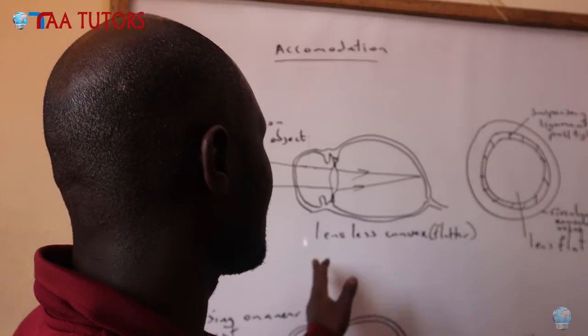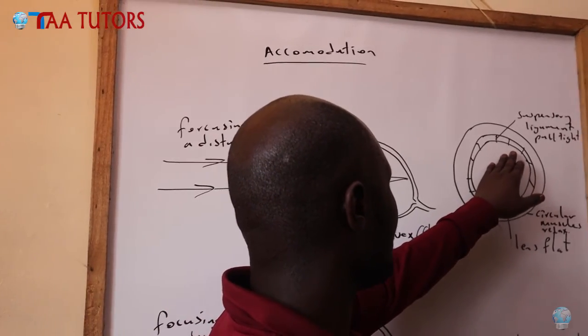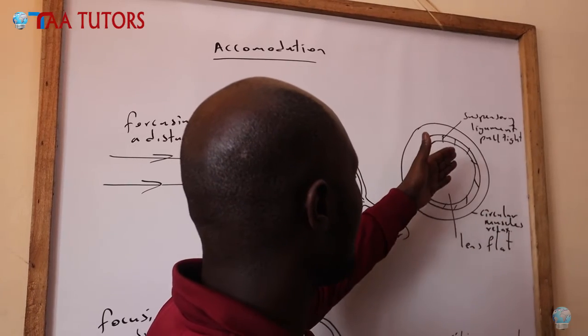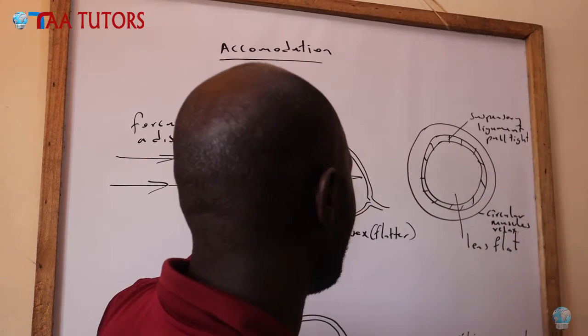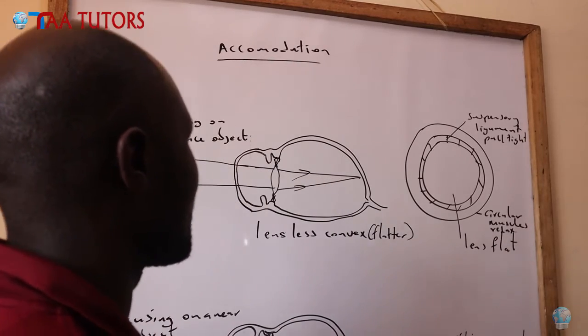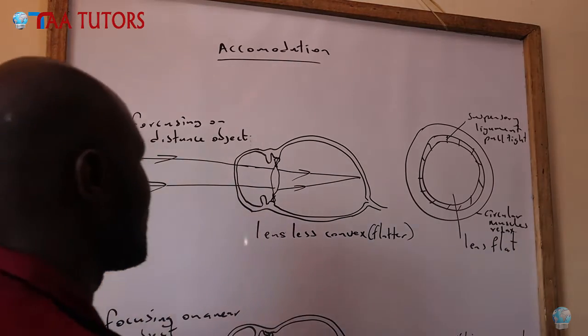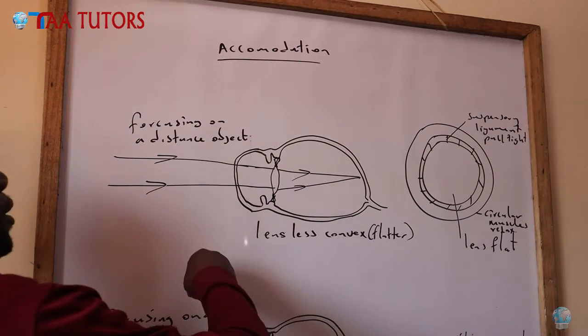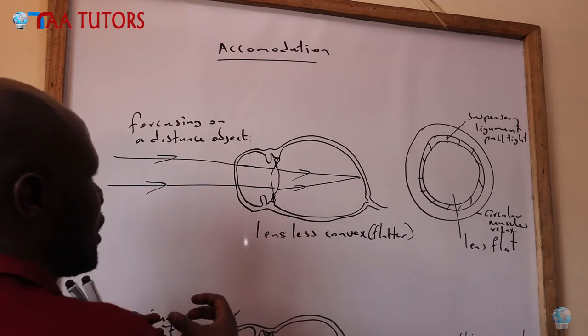Now, I want us to look at how the pupils will be behaving in this way. So we have the circular muscles that are holding the lens. These circular muscles, at this point, will relax. And then the suspensory ligaments that are holding it will be pulling, they'll be tightening.